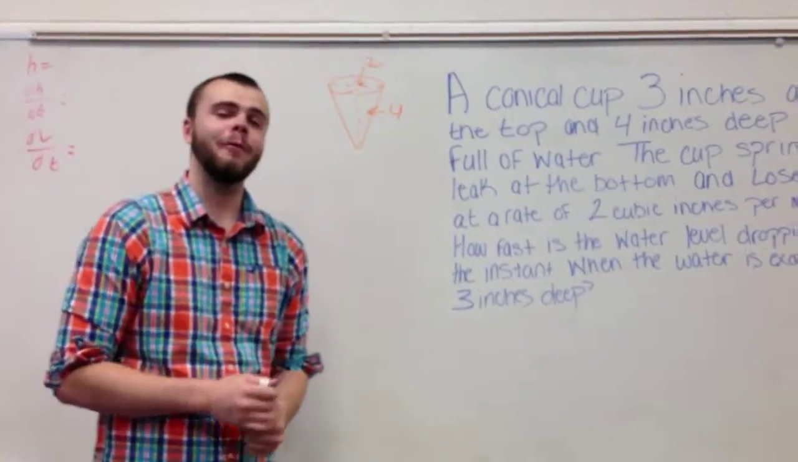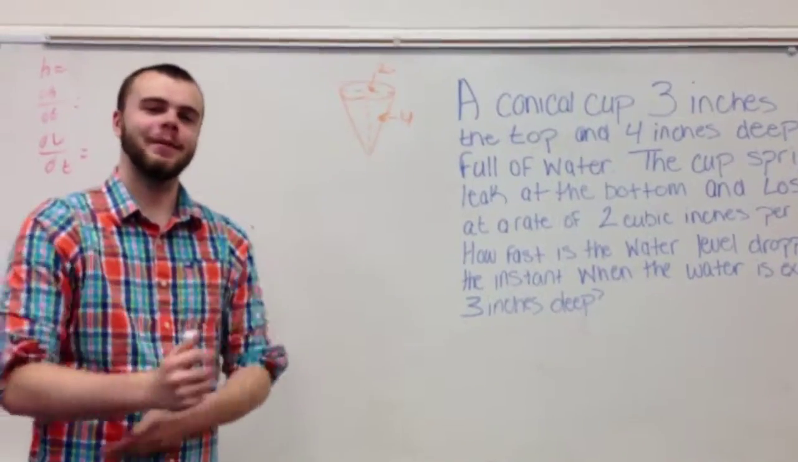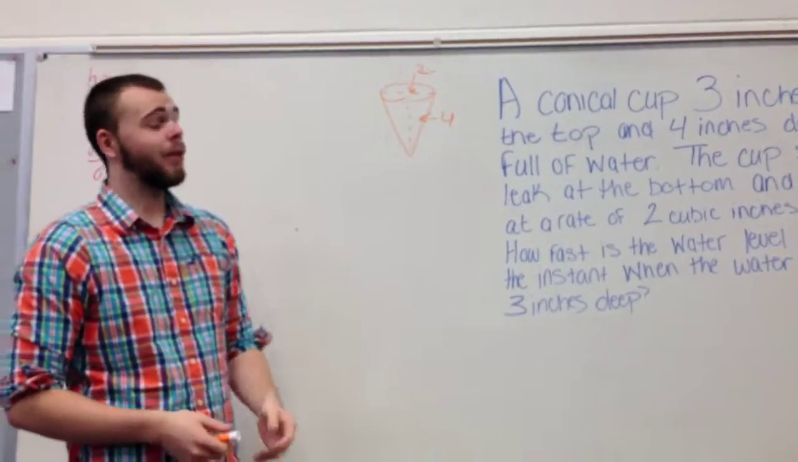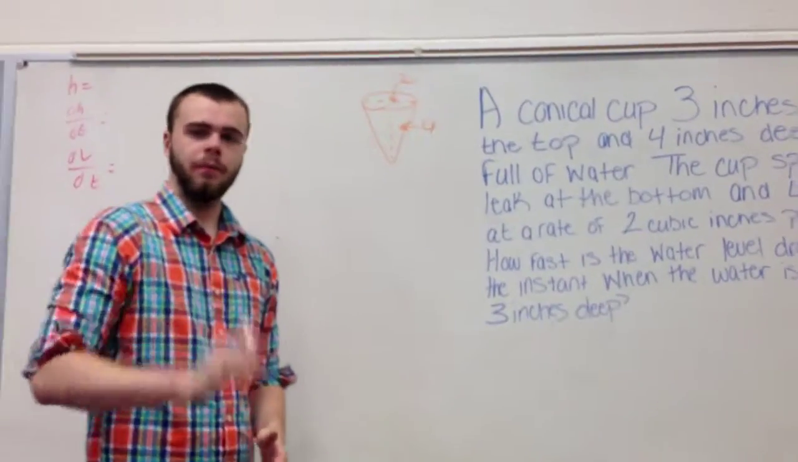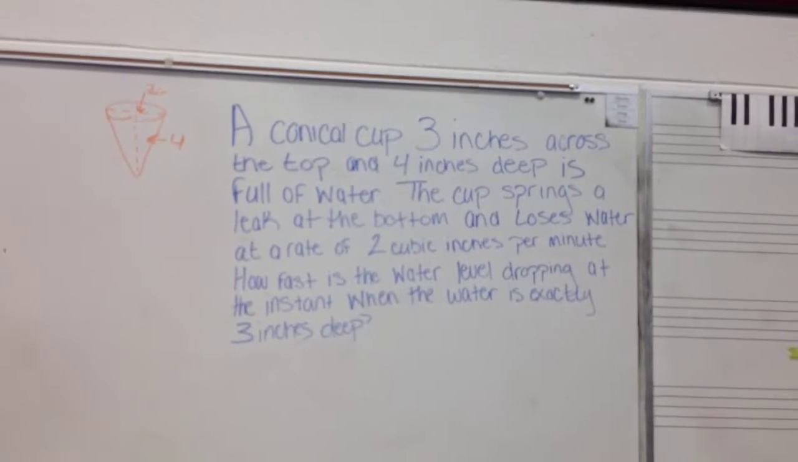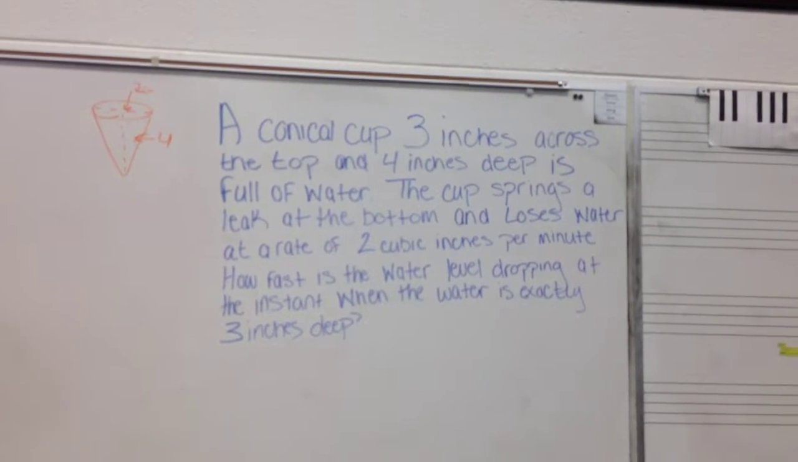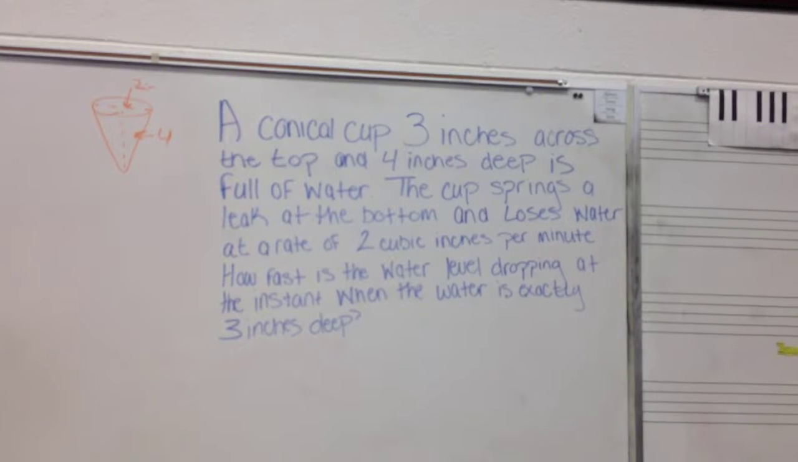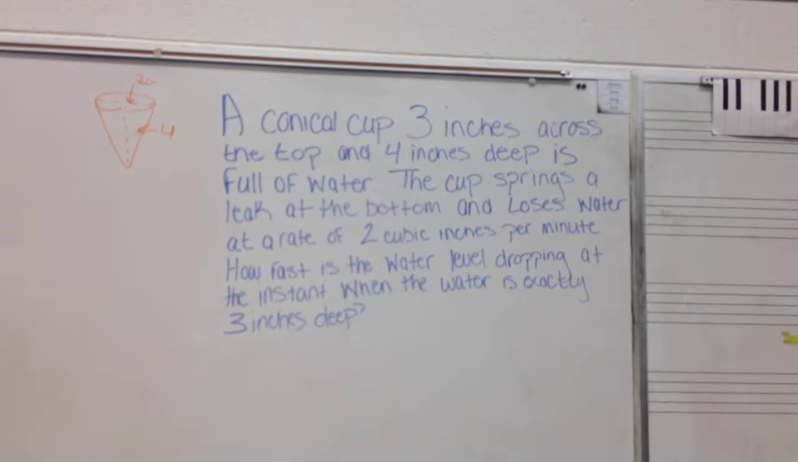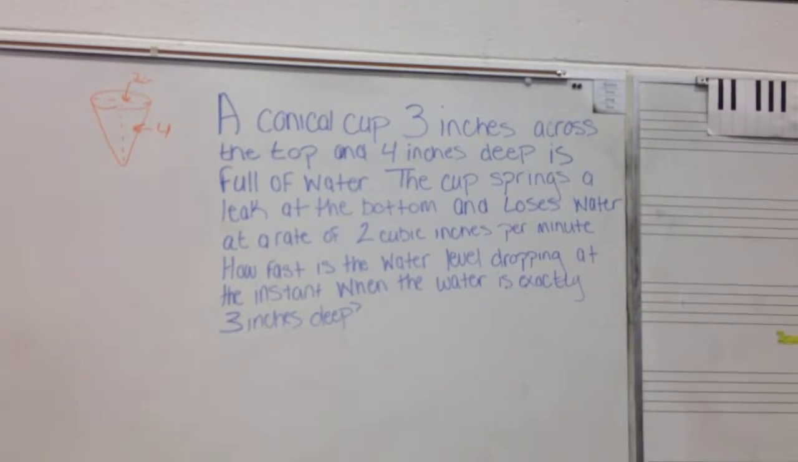As I showed you in part 1, I taught you the basic steps for solving a problem using related rates. In this one, however, it'll involve a special step that I'll point out to you when we get to it. The problem is a conical cup 3 inches across the top and 4 inches deep is full of water. The cup springs a leak at the bottom and loses water at a rate of 2 cubic inches per minute. How fast is the water level dropping at the instant when the water is exactly 3 inches deep?